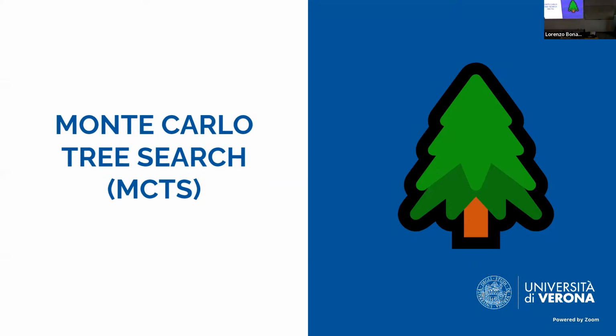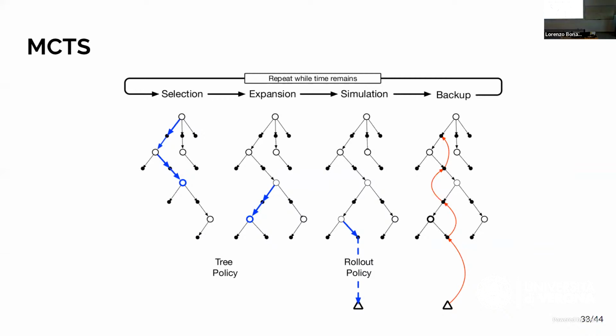Another approach is called Monte Carlo tree search, and this algorithm combines the Monte Carlo principle we have seen, the Monte Carlo algorithms we have seen before, with tree search. And if you don't know what a tree is, you can look outside. You can see those green things. Those are trees. Jokes aside, this is a tree.